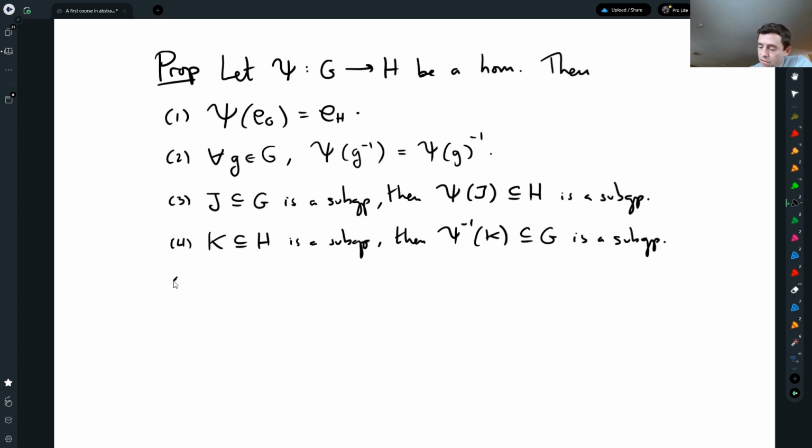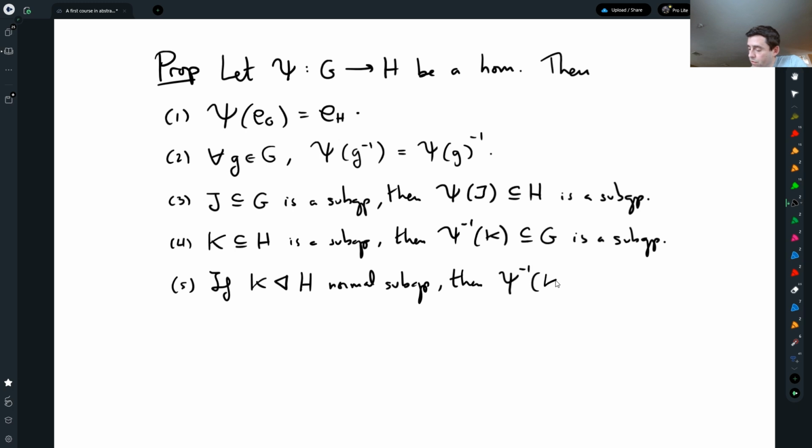And 5, and more importantly, is that if K is normal in H, so if it is a normal subgroup, then the inverse image of K is normal in G. We knew from 4 that it is a subgroup, and now it is also normal.